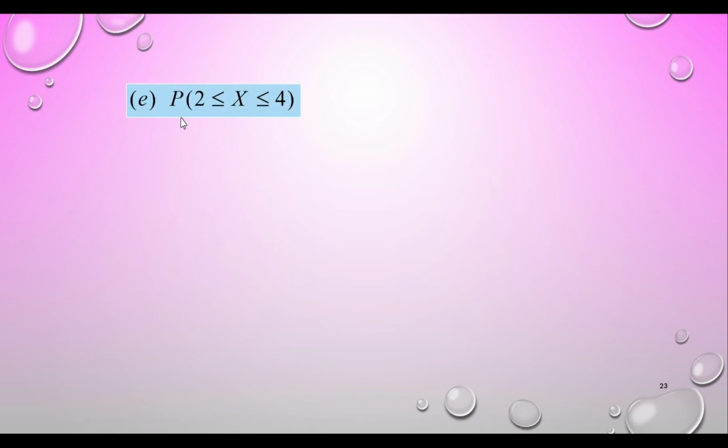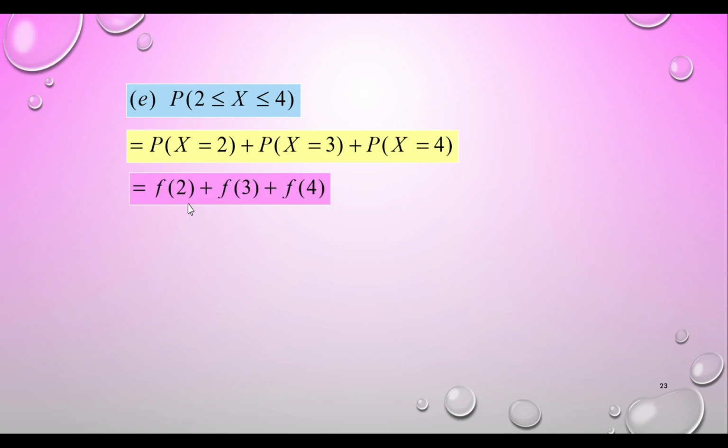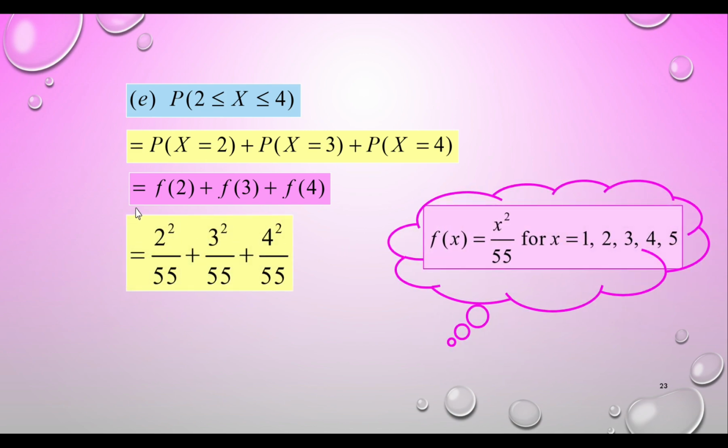E, the probability of X more than or equal to 2 and less than or equal to 4 is P(X equal 2) plus P(X equal 3) plus P(X equal 4), which is f(2) plus f(3) plus f(4). We just substitute x equal 2, x equal 3, x equal 4 into the given formula. So, we get the answer is 29 over 55.